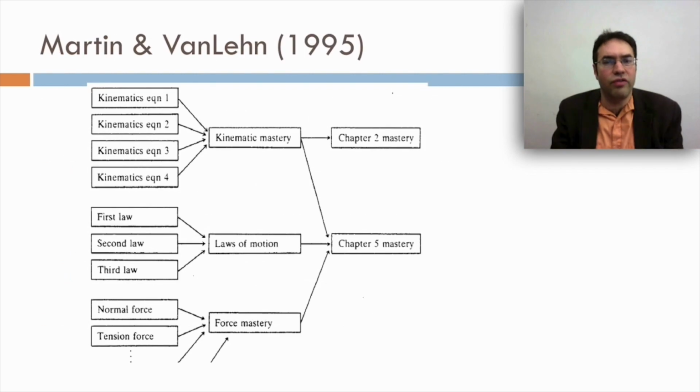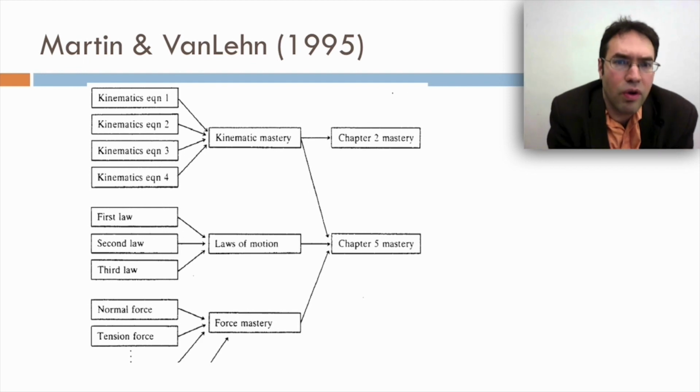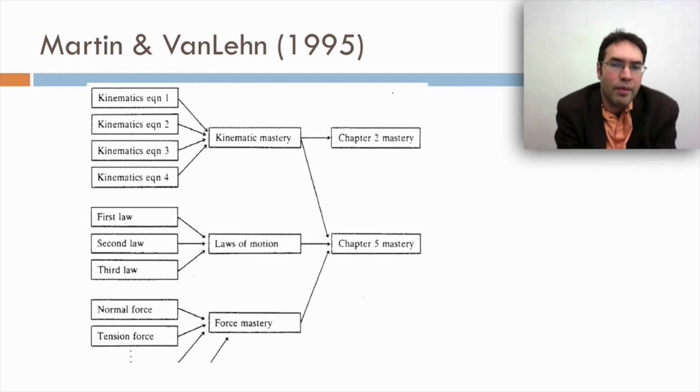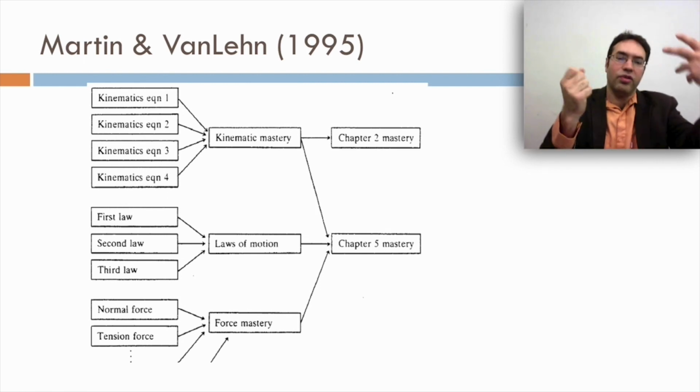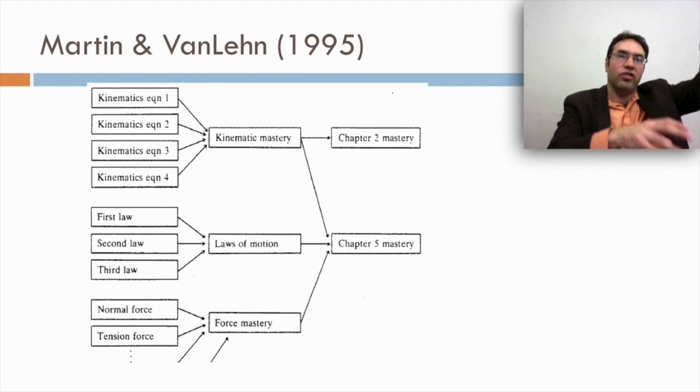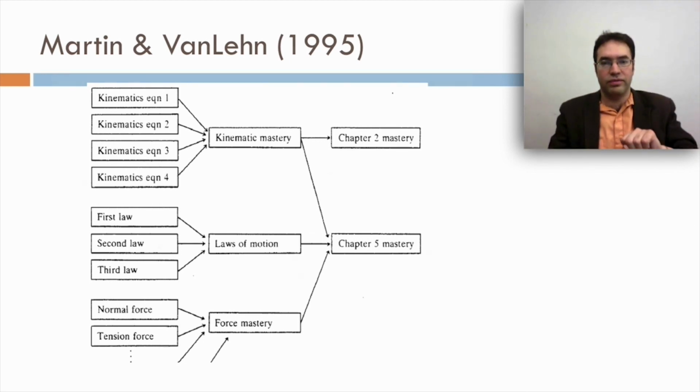Just want to quickly show a few things that BayesNet's been used for. Won't go into all the math today. But for example, Martin and Van Lane used a BayesNet to say, if we have the chapters in a physics text, what are the concepts in those chapters, and what are the equations that build up to those concepts?